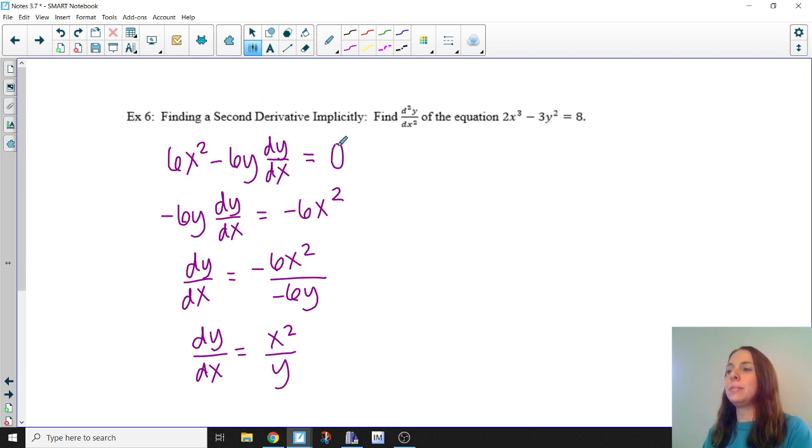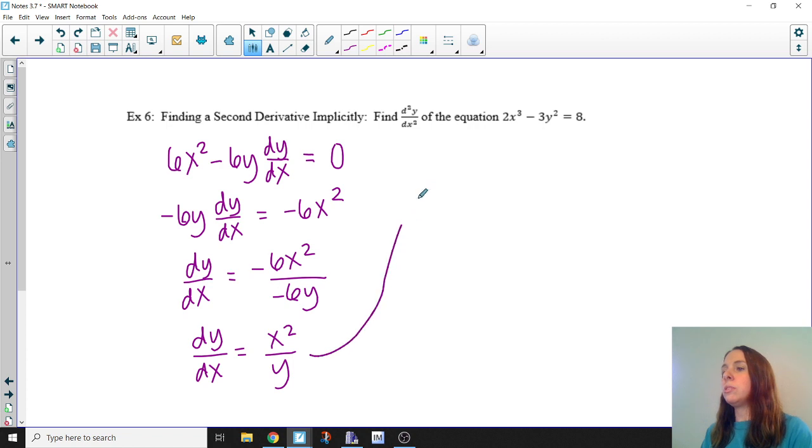Derivative, derivative, derivative with respect to x, right? So we have a dy over dx for this term. Solving steps and simplified form. Now we're ready to do a second derivative. Good news is that this is at least solved for dy over dx.